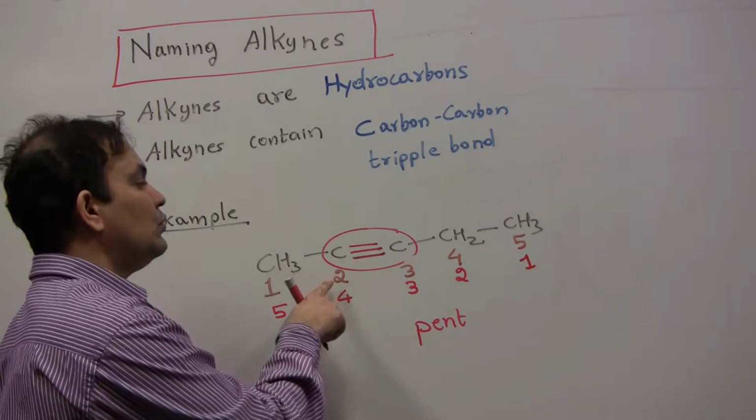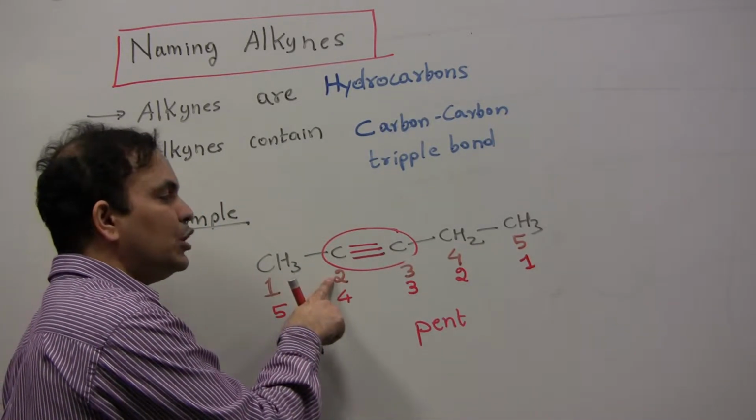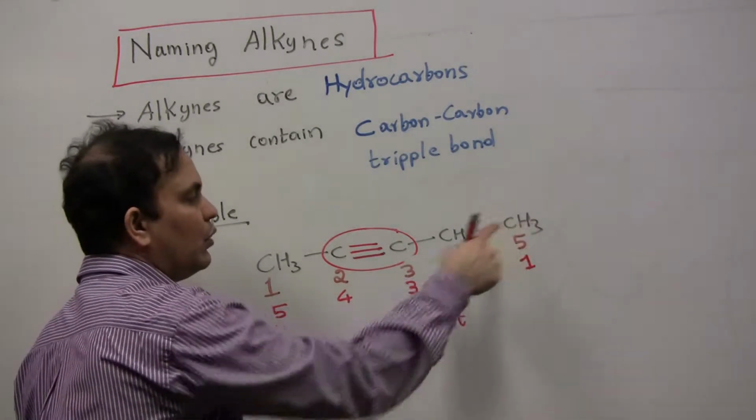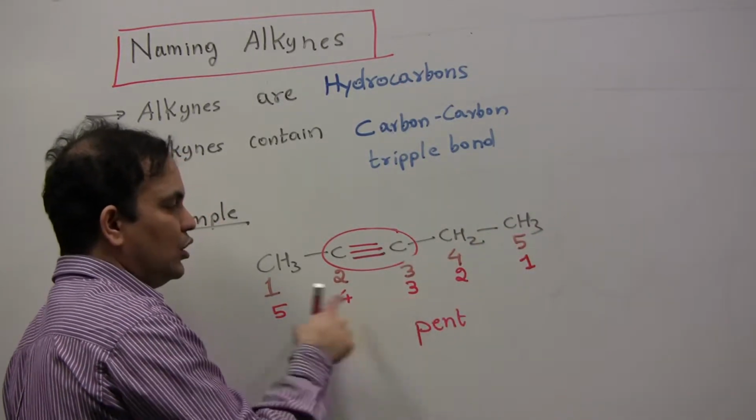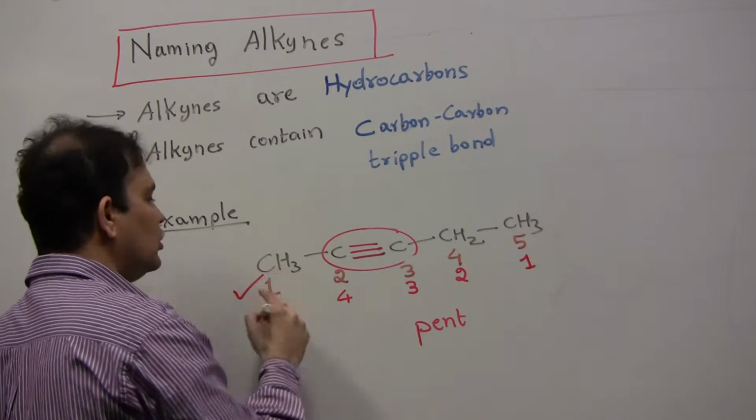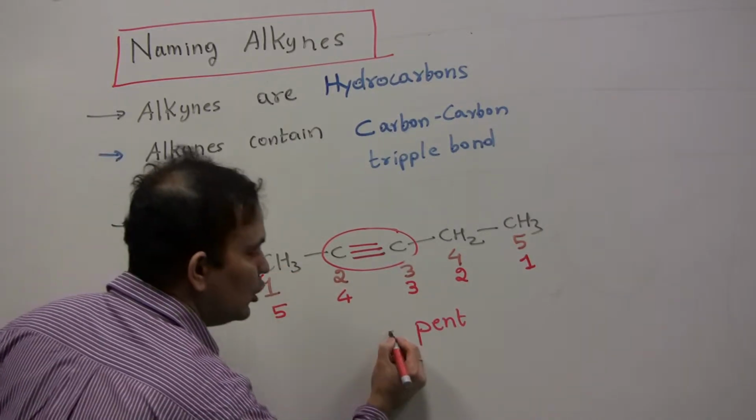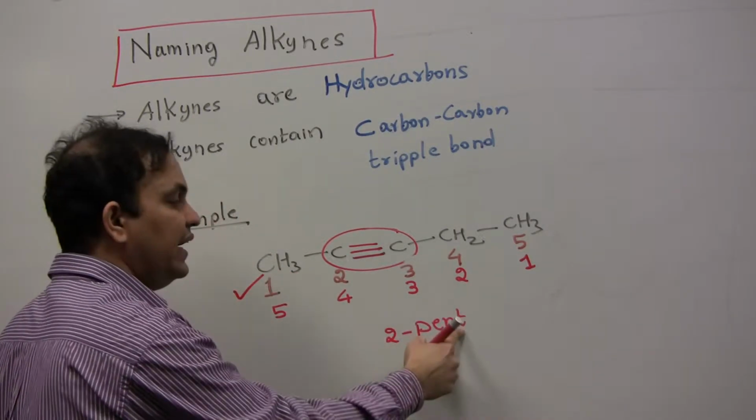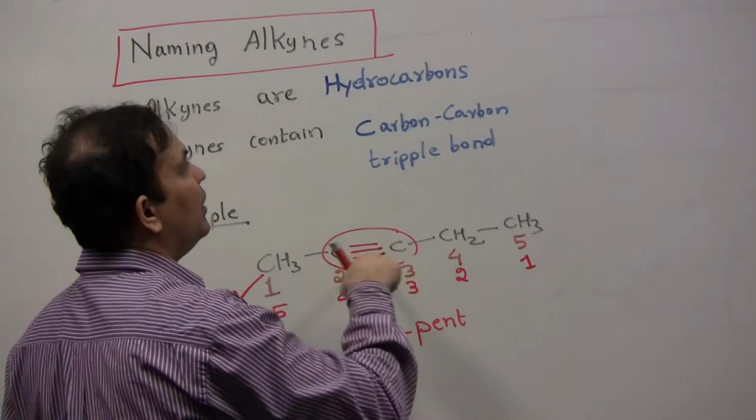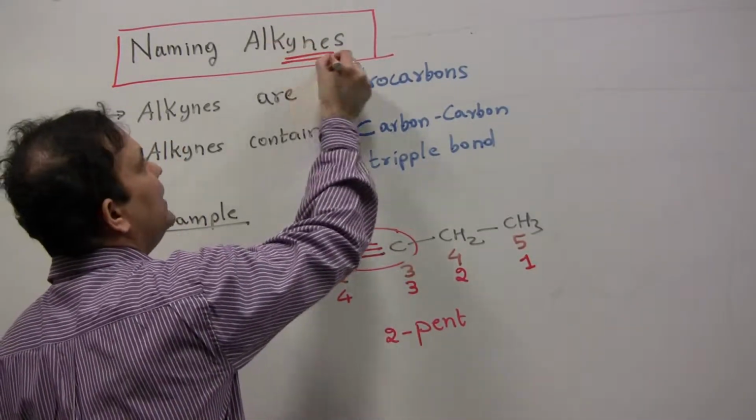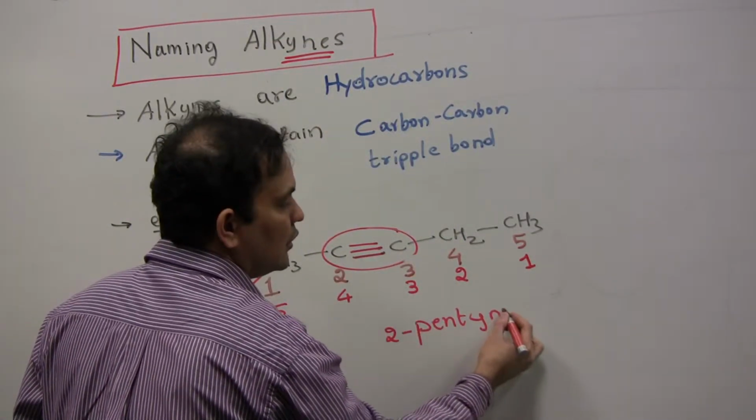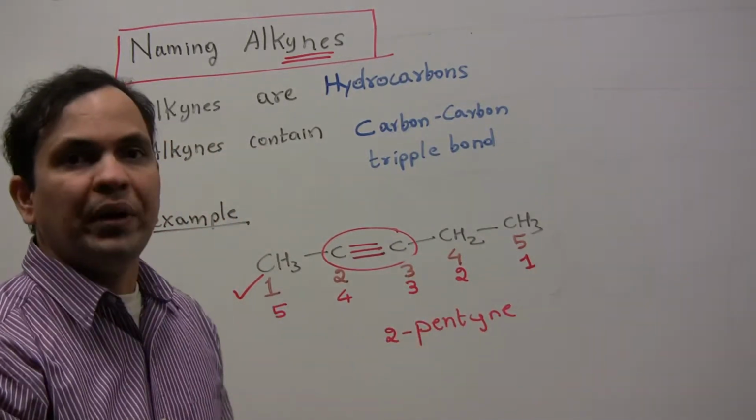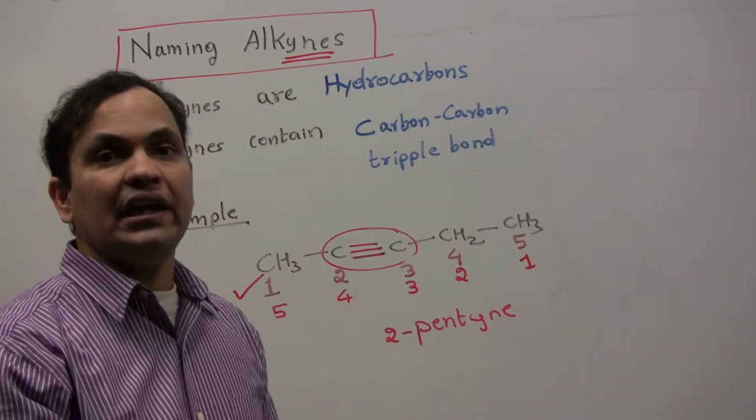Now if you see the position of the triple bond, if you start from here, it's number 2. If you start from the other end, it will be number 3. So we should always prefer the lowest number, that is 2-pent, and since it's a triple bond, we end with yne. So the name for this compound is 2-pentyne, and let's draw the skeletal structure.